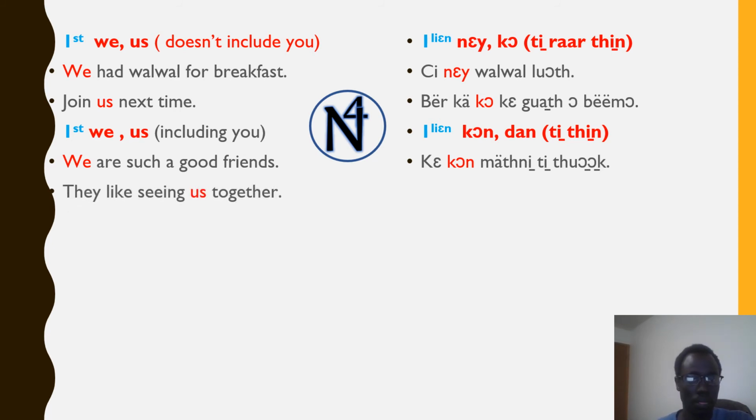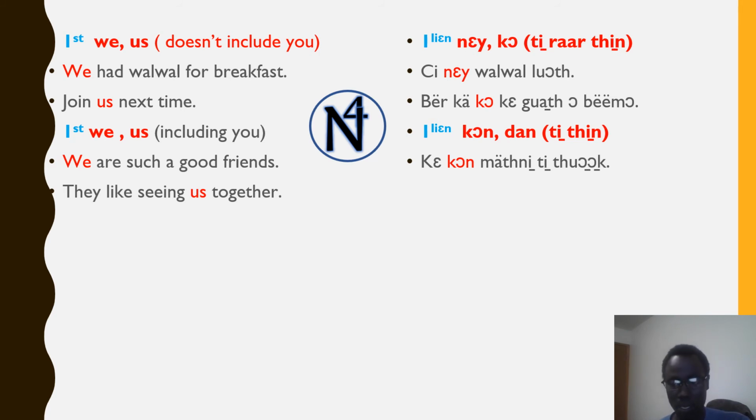Okay. They like seeing us together. The us here is an object of we. So us includes the person you're talking to. They like seeing us together.